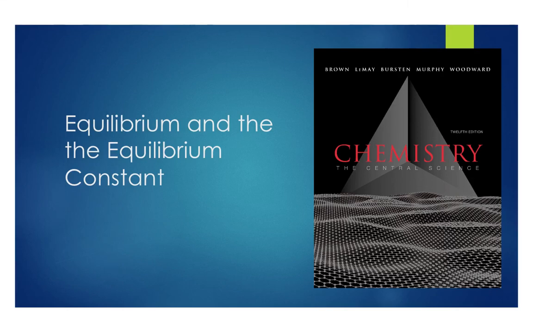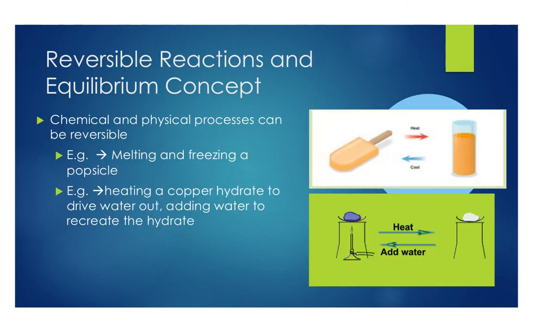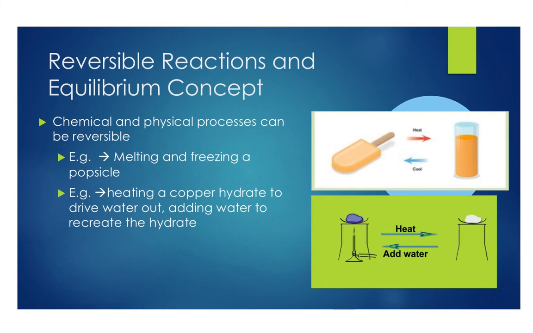This set of notes is about equilibrium and the equilibrium constant. All right, so processes in the universe can be reversible. That can be chemical processes or physical processes. For example, in a physical process, we might be talking about melting and freezing a popsicle. I can take a popsicle, turn it into popsicle juice, and then refreeze it back into a popsicle if I have the shape and the mold, etc. It is a reversible process.